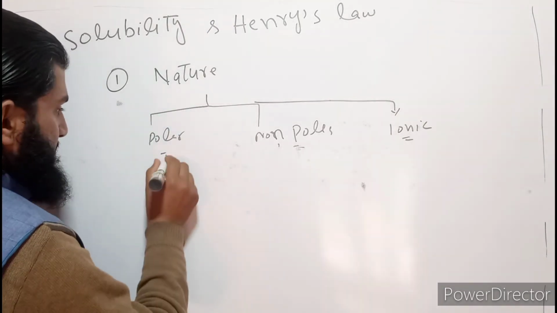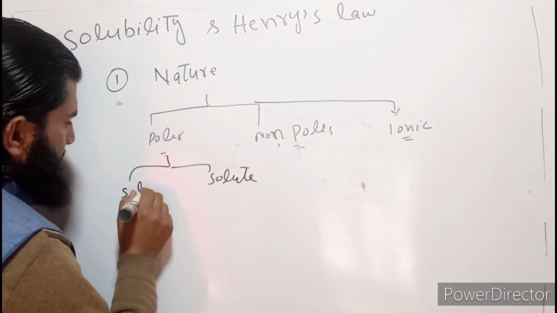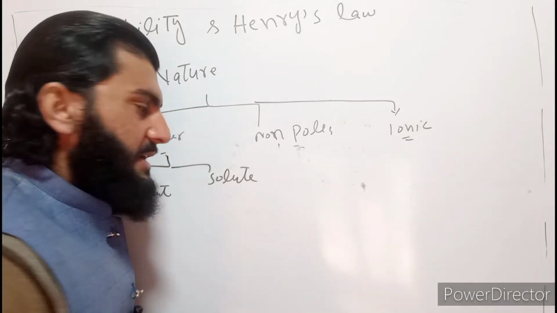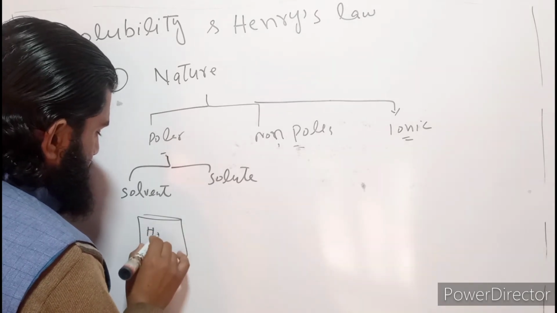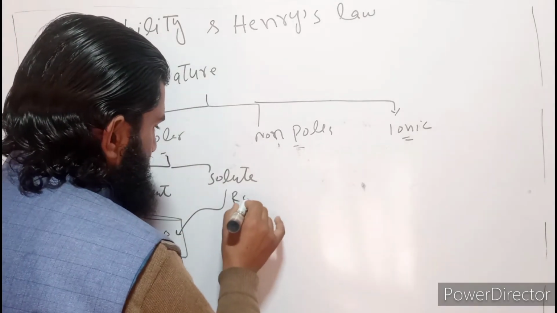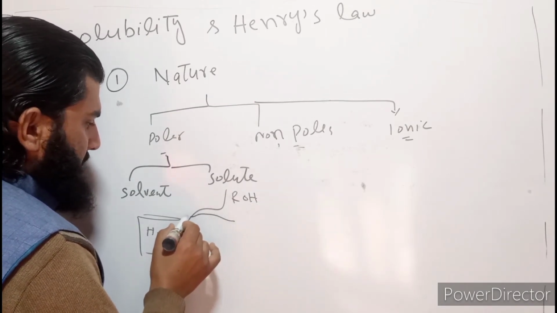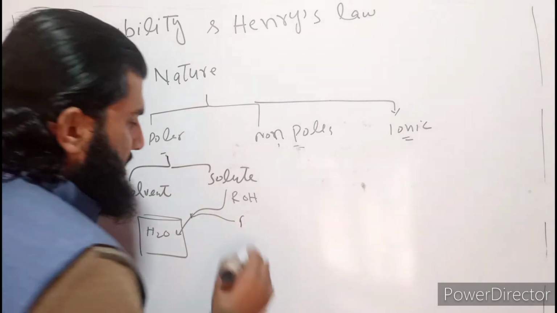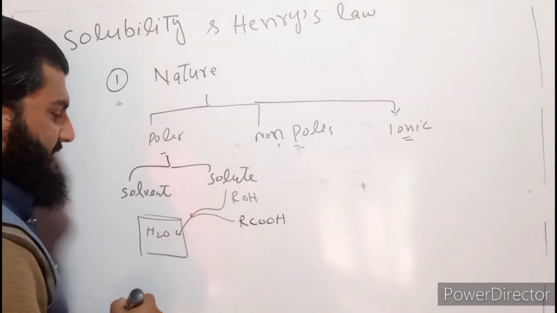Here, if the solute and solvent are polar, then their solubility will be maximum. For example, this is H2O. Clear? So when we dissolve here, dissolve what? Alcohol. Clear? For example, glycerol, and so many other low molecular weight carboxylic acids. Clear? So many others are also present.